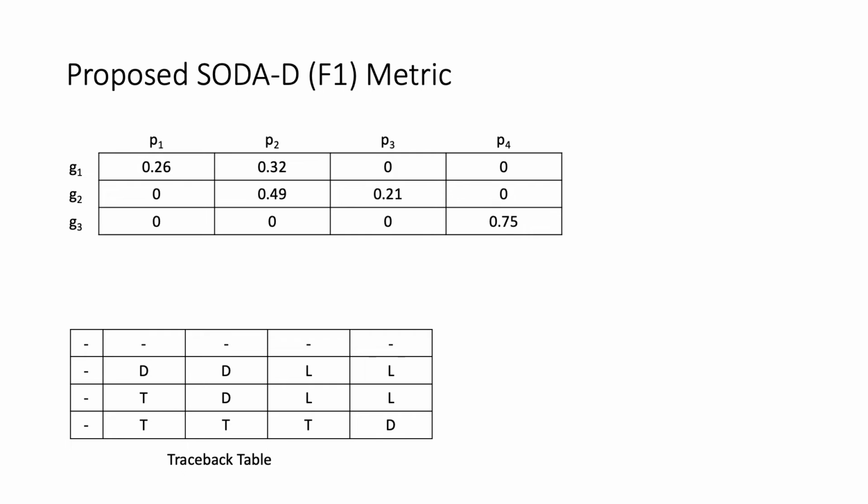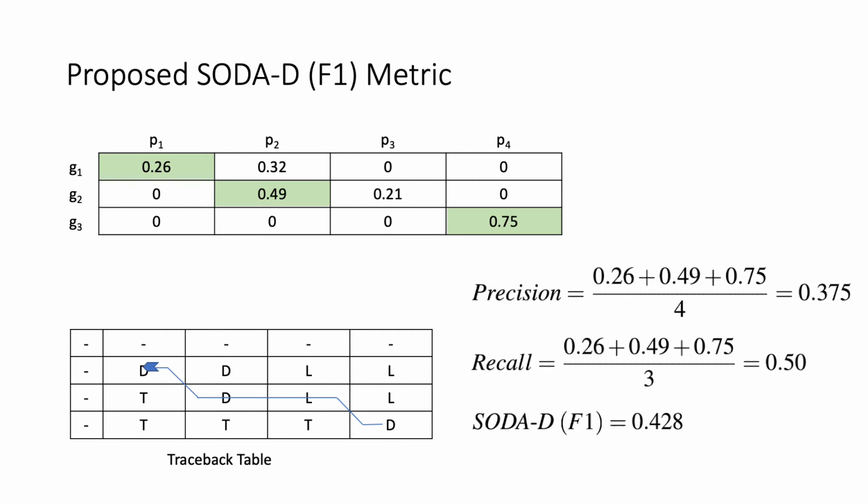Once we have filled the traceback table, we find the matched pairs. We start from the bottom right corner of the table and select the matched pair based on the first encountered cell labeled with diagonal index. Using the matched pairs, we compute the precision, recall and F1 score to accurately evaluate the over and under segmentation of procedure in instructional video.